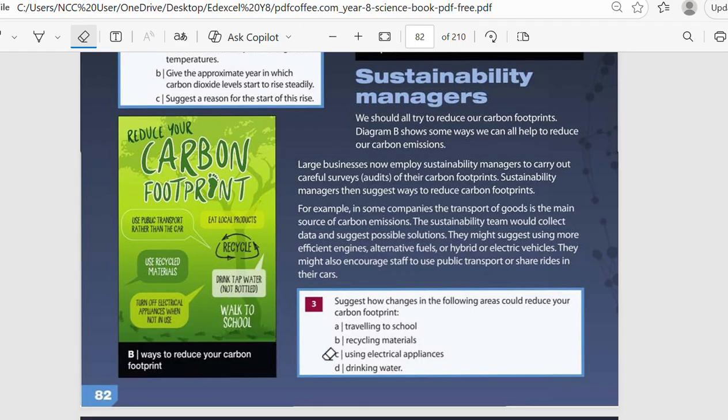Now for question 3. Suggest how changes in the following areas could reduce your carbon footprint. Traveling to school, recycling materials, using electrical appliances, and drinking water. Can you think and tell me?